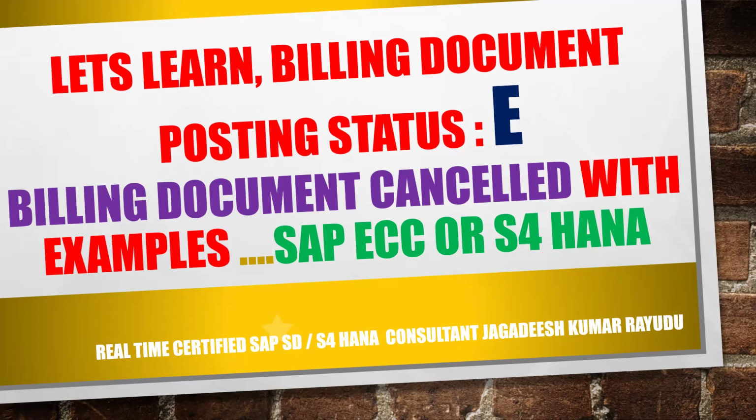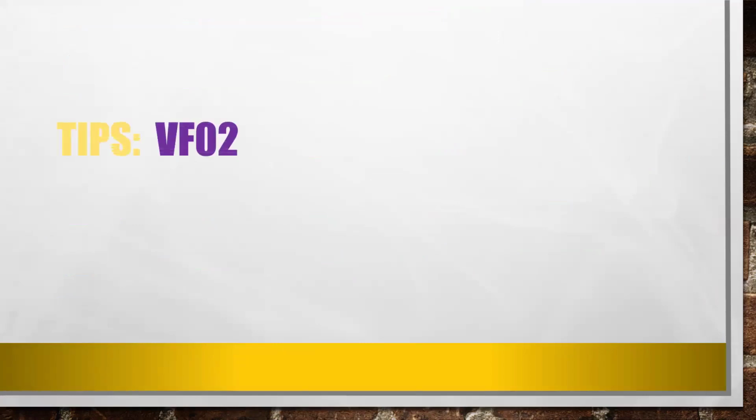Okay, so with a couple of examples, if you would like to check the analysis at header, VF02 or VFX3, these are the two transaction codes for analysis, if any defect failed while transferring from SD to FI accounting values. Let's try to check quickly.